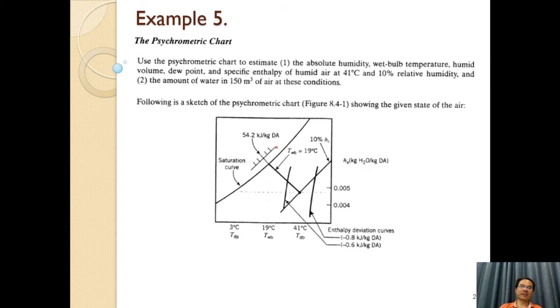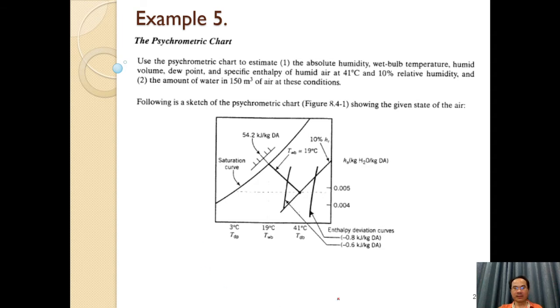For example, I have already talked to you about how to read the values from the table. For this case, use the psychrometric chart to estimate, first, the absolute humidity, wet bulb temperature, humid volume, dew point, and specific enthalpy of humid air at 41 degrees Celsius and 10% relative humidity. And the second one, the amount of water in 150 cubic meters of air at this condition.